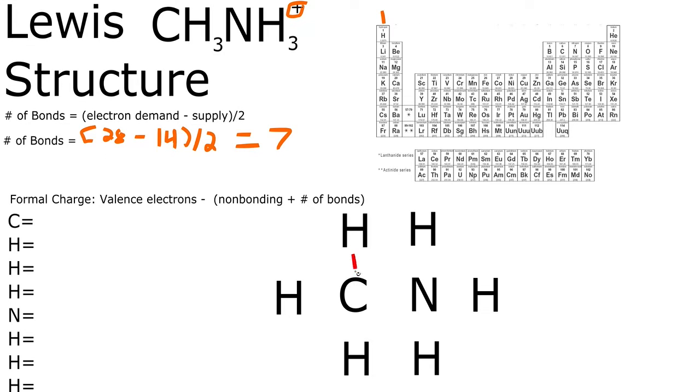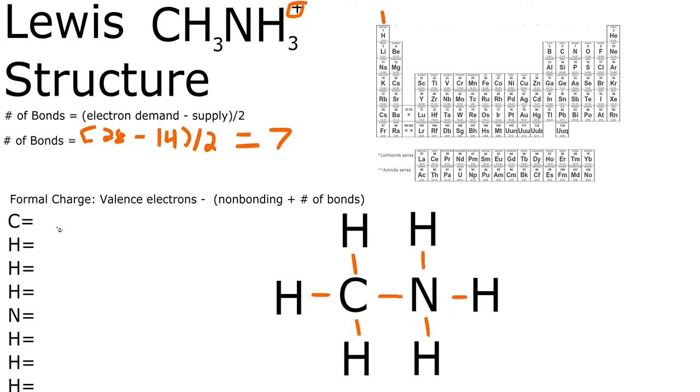We know hydrogen likes to have a single bond. Don't complete the duet. So now we have 1, 2, 3, 4, 5, 6. We have 1 more bond to give, so this has to be a single bond. Alright, so 1, 2, 3, 4, 5, 6, 7 bonds.